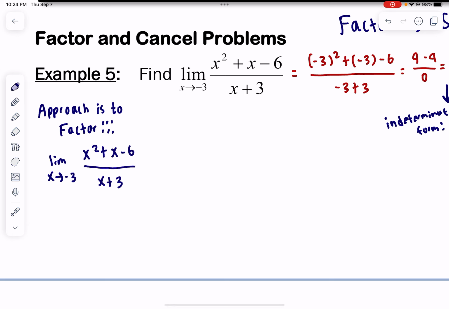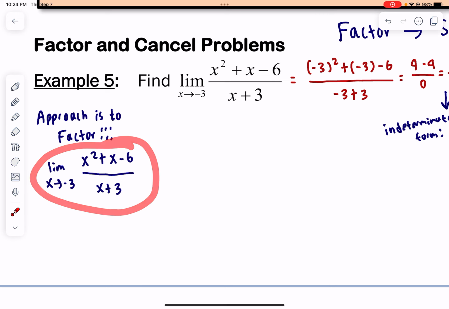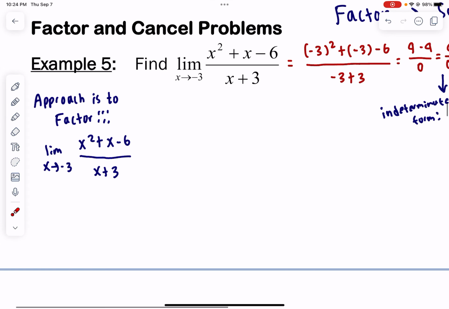Over x plus 3. And we have to ask ourselves at this point, is there any way we can maybe factor this expression? And you'll figure out that yes, we are able to. So if you focus on the numerator here, x squared plus x minus 6, we are actually able to factor this expression right here in the numerator. So there are different ways to factor.